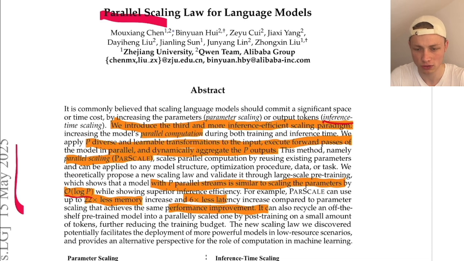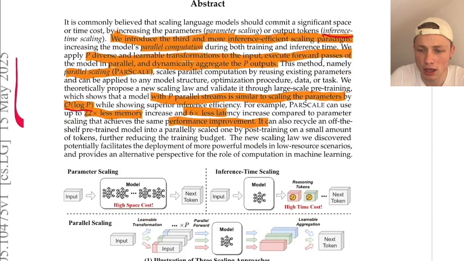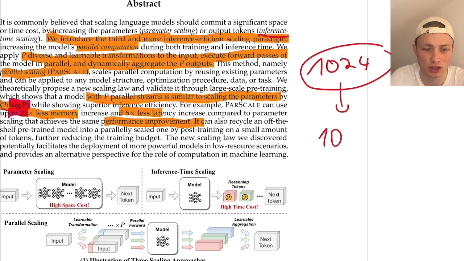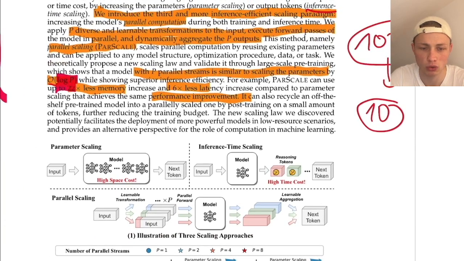And what they find out is very interesting, I would say. With p parallel streams, it's similar to scaling the parameters by log p. So what does it mean? If we choose p equal to 1024, for example, this is similar to making the model 10 times larger, but it is more efficient to just increase p, because if we increase p, our memory does not go up so much compared to increasing our parameter size. Okay, so that's pretty cool.